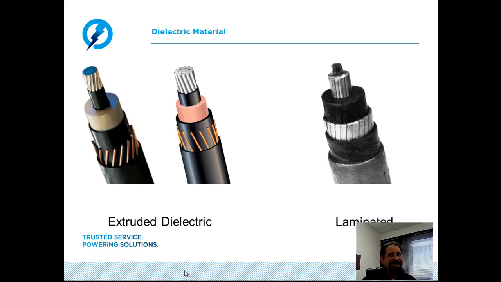There are two basic categories of cables, the extruded dielectric and the laminated dielectric. The extruded dielectric can be made up of cross-link polyethylene, or XLPE. The PE, or polyethylene, class cables are examples of extruded dielectrics, and also EPR, or ethylene propylene rubber, would be another form of an extruded style dielectric. Paper insulated lead covered, or PILC, would be an example of a laminated cable structure.